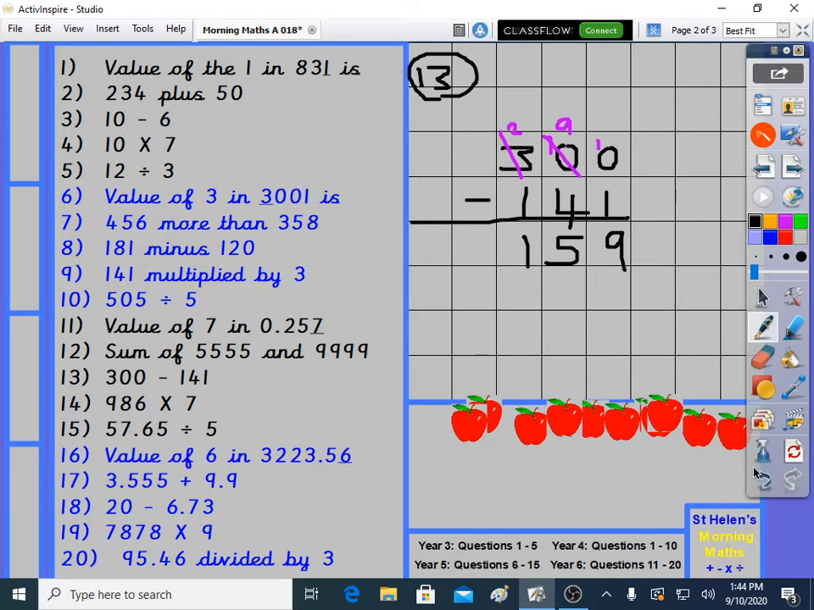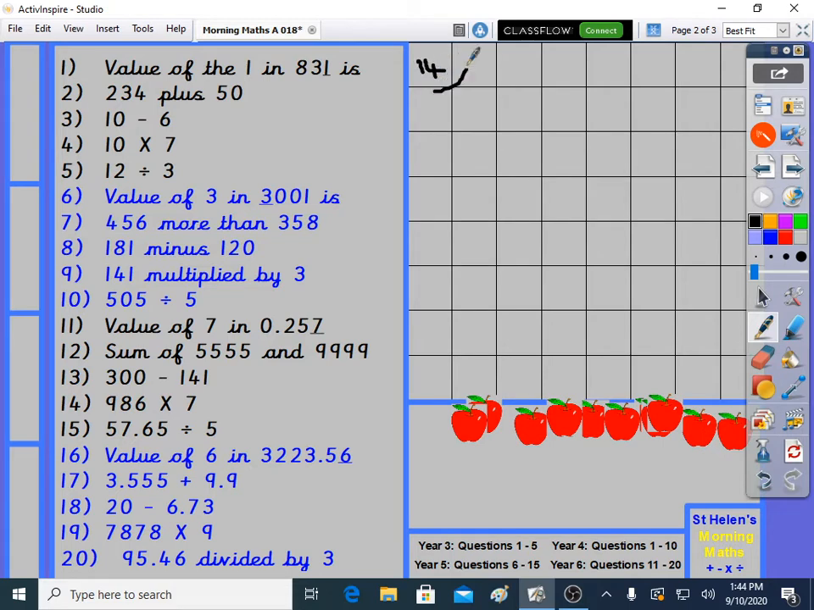Next one. Standard method, 986 times 7. Seven times 6, 42. 7 times 8, 56, plus 4, 60. 7 times 9, 63, plus 6, 69. 6,902. Just check over my times tables. Okay, 6,902. We're on question 15.